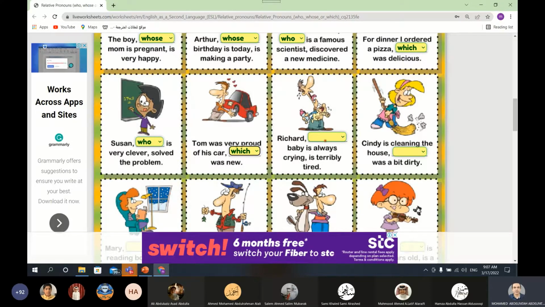The next one. Richard, whose baby is always crying, is terribly tired. Now I am sure we are talking about the father. Richard is the father and this is the baby. Richard, who baby? Whose baby? Which baby? Whose baby. Yeah. Now I am sure you know when you use the relative pronoun whose. Whose is used for possession. Okay, for example, this is Ahmed whose car was stolen yesterday. This is the father whose son is the best in the class, and so many examples.